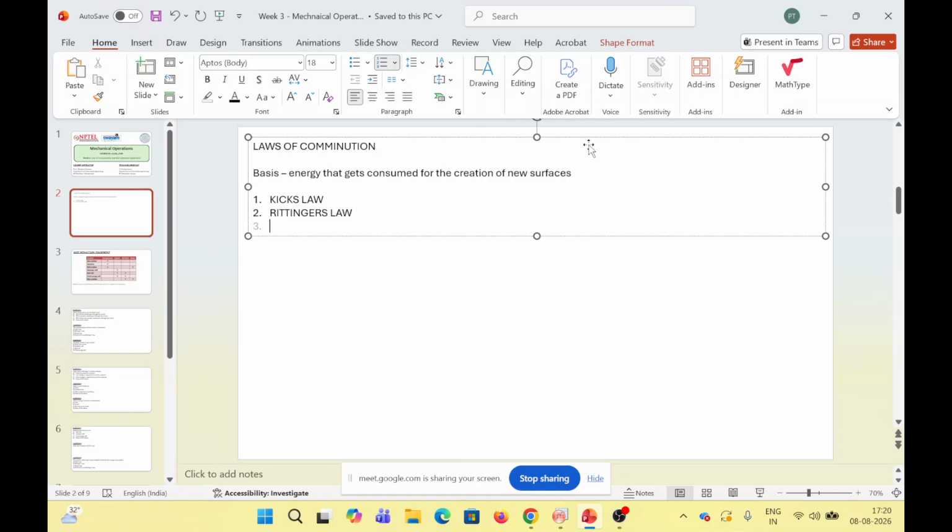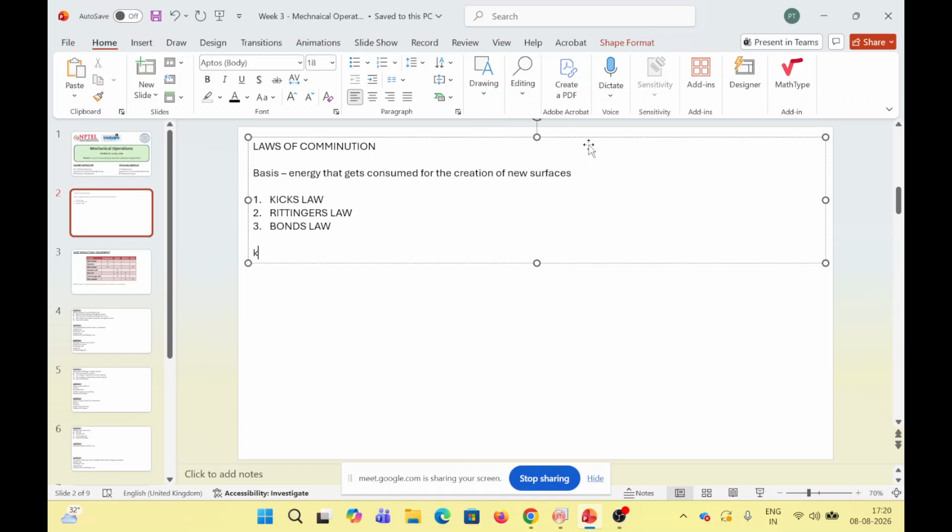And after Rittinger's law, you have something called Bond's law. All these three laws are framed on certain assumptions, and of course they do have certain limitations. So we will discuss each of them one by one.